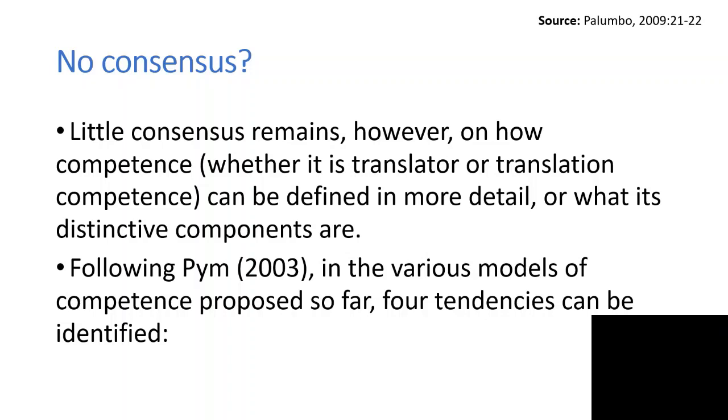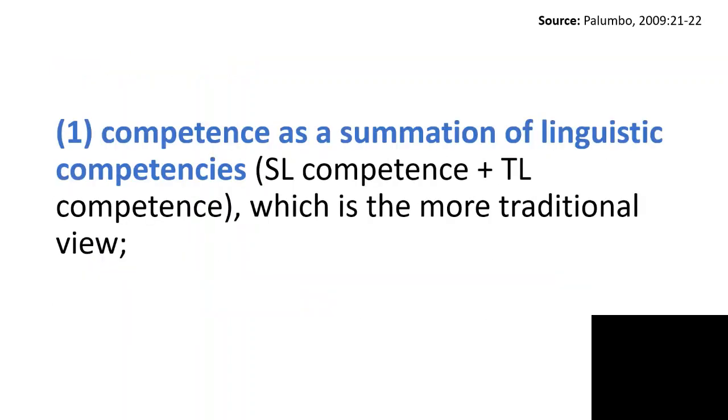He distilled, he summarized the various proposals in four main trends or four main categories. The first one for Pym would be competence as the combination of linguistic competences. In this case, it would be clearly linguistic. On the one hand, we have source language competence that translators must have, and then we have the target language competence, which translators also must possess in order to translate. This is a more linguistic-based, more traditional view for Pym.